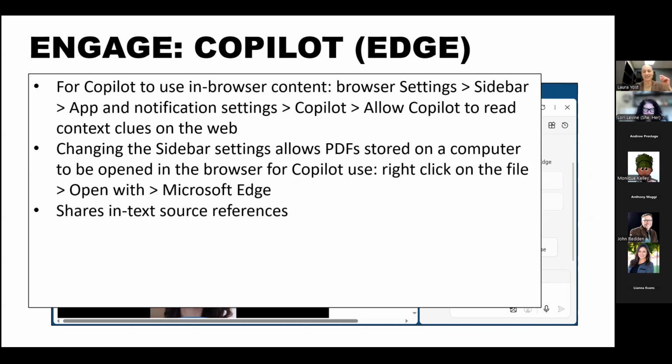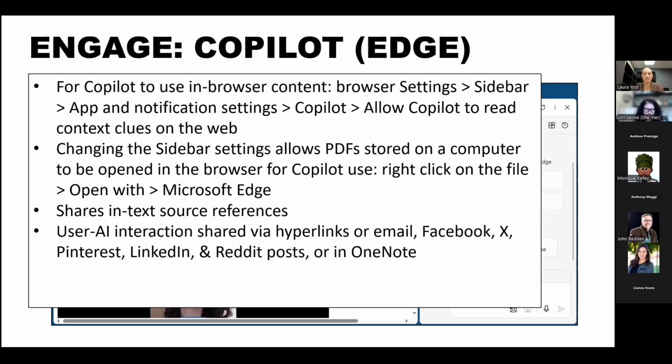It shares in-text source references. That's becoming a little bit more common. So students can follow up on the little numbers that they find integrated into the output that the AI generates, again, to make sure that the sites exist and that they have confidence in the source in the first place.